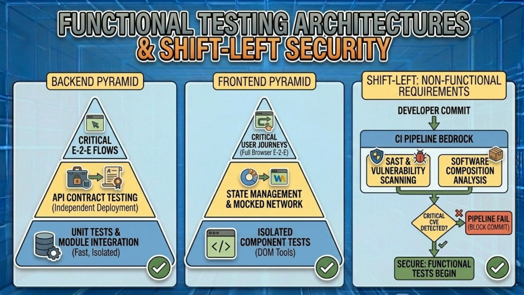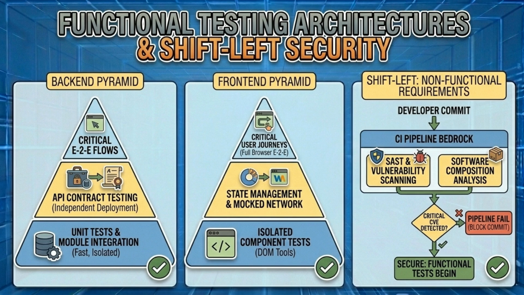The front-end pyramid, conversely, relies on isolated component tests using tools designed for the DOM, moving up to state management with strictly mocked network responses. Full browser E2E tests are reserved strictly for critical user journeys. However, a robust architecture demands that we shift left on non-functional requirements.